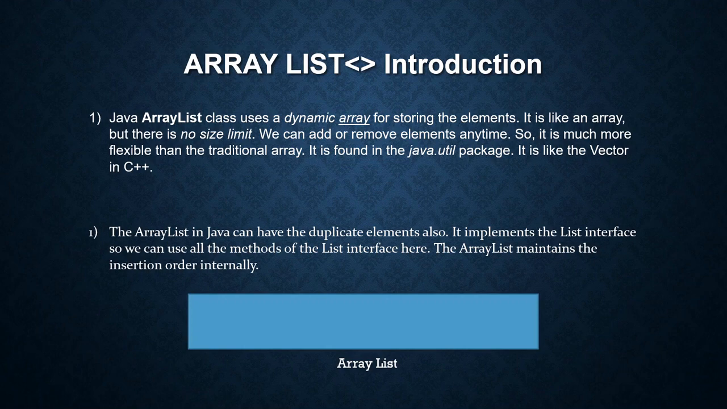This ArrayList maintains the insertion order internally, and whenever you are adding any elements, it follows the insertion order. It won't add them randomly. Whenever you are adding any element, it will insert them one by one like this. Here is how we added them, and it can store the duplicate values also.